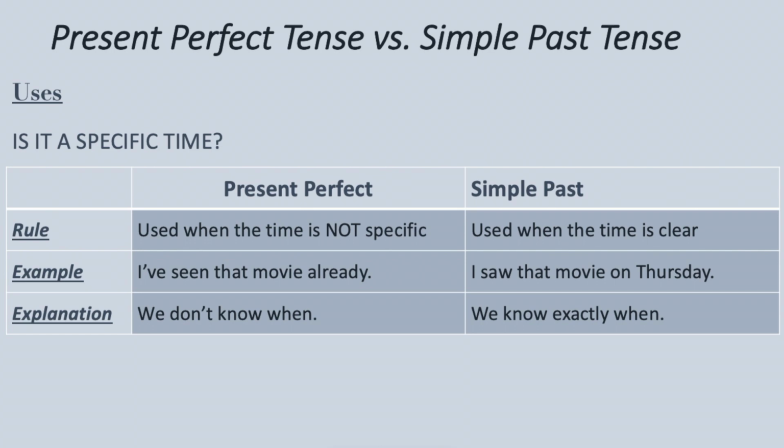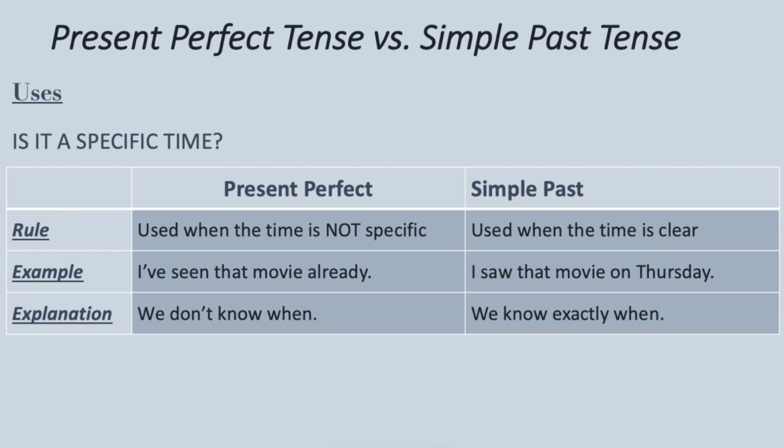In the example, I've seen that movie already, it doesn't matter when I saw the movie. If I'm going to the movies with a friend, we're going to want to see something that neither of us has seen before. So telling my friend when I saw the movie is just not important. It's important that I've already seen that one. We need to find another movie to see.